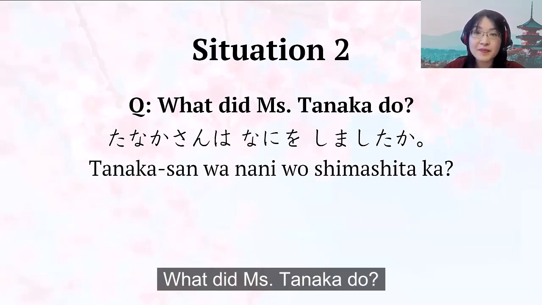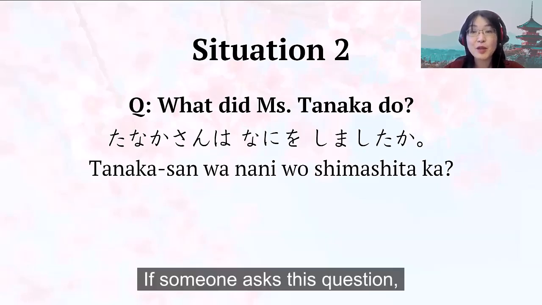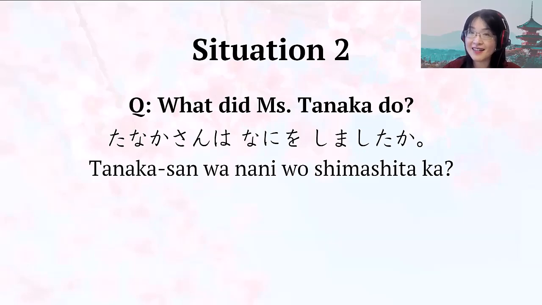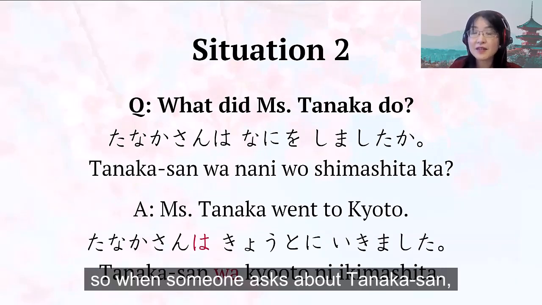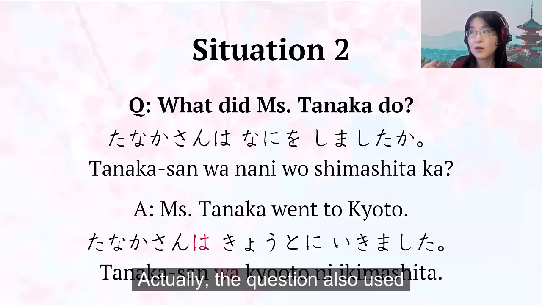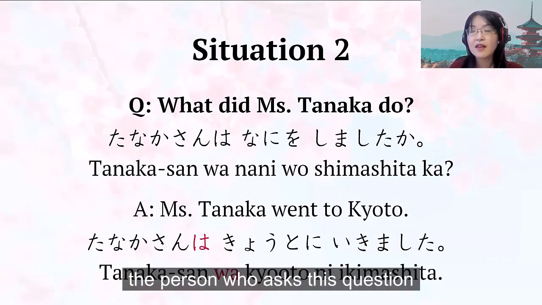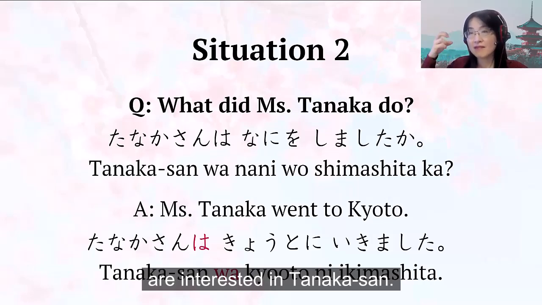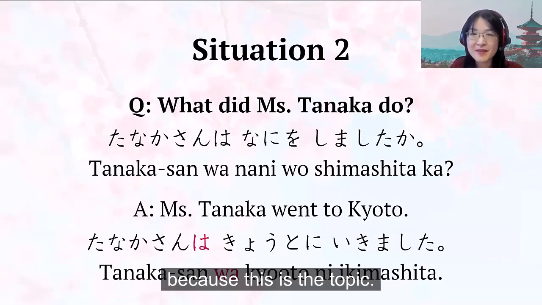Then imagine another situation. What did Miss Tanaka do? 田中さんは何をしましたか? If someone asks this question, the answer is 田中さんは京都に行きました. So when someone asks about 田中さん, we answer using は. Actually, the question also uses the particle は because the person who asks this question is interested in Tanaka-san. Okay, so that's why wa is used, because this is a topic.